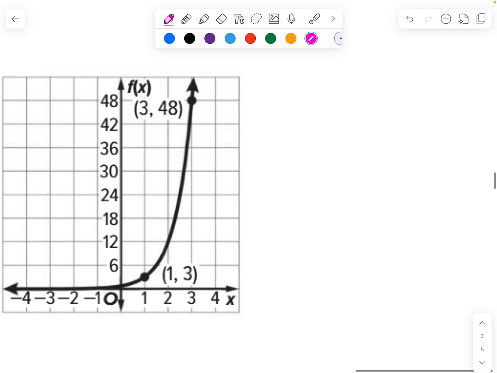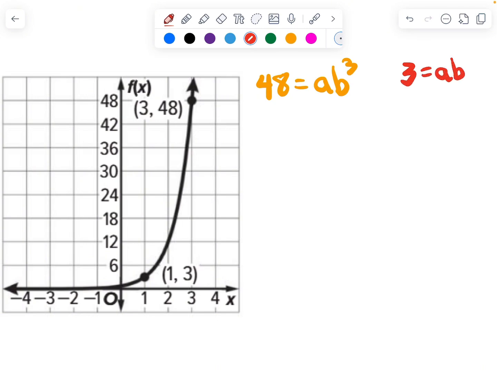This one, okay, I have 48 equals ab to the third power, and I have 3 equals ab to the first power. I'm going to solve this one. So 3 over b is equal to a, and plug that in. 48 equals 3 over b times b to the third. Cancel those and get b squared.